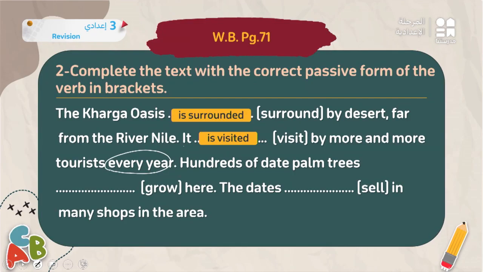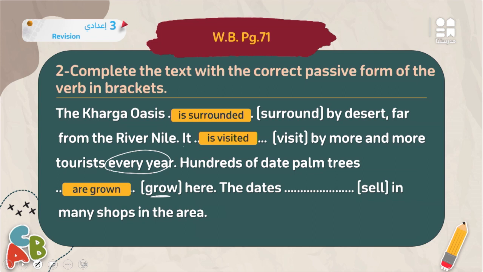لحد دلوقتي أنا بتكلم على facts حقائق ف I have to use the present simple. Hundreds of date palm trees are and the past participle of grow is grown لأنه grow is an irregular verb فلازم أبقى حافظة شكله. مفيش حاجة اسمها growed. Past participle بتاع grow is grown. So hundreds of date palm trees are grown here.